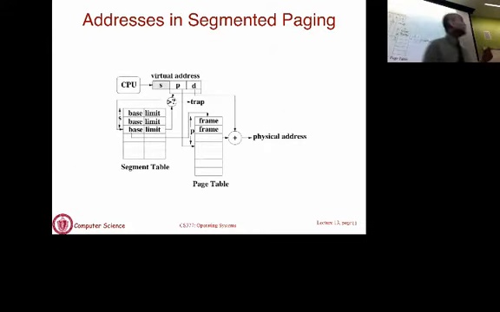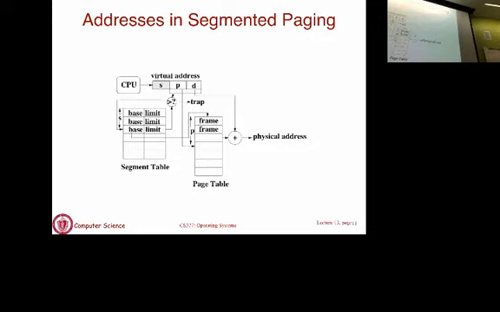Okay, so there are three parts, as we'll see. We'll have a segment number, a page number (the page within the segment), and an offset within the page. Now we have to keep multiple data structures in order to make this work. First, you're going to have a segment table.